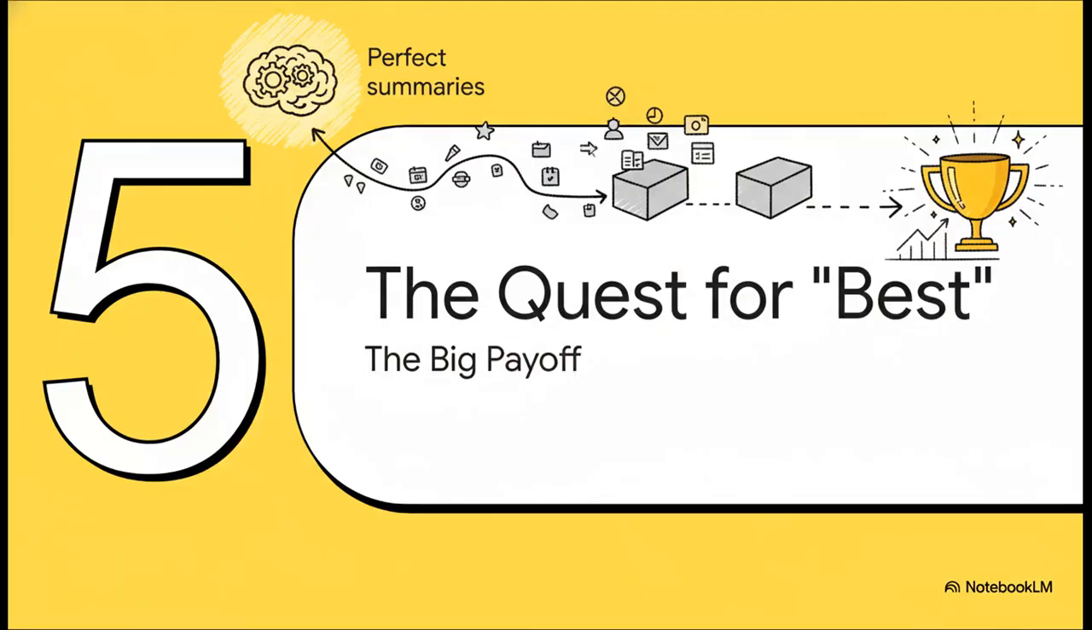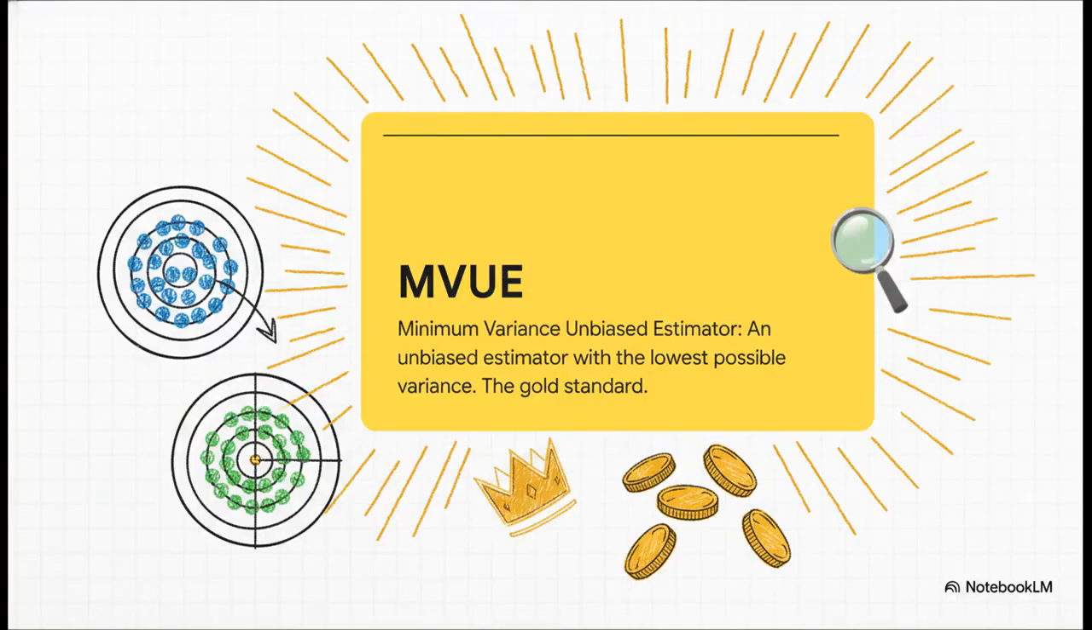So, okay, we can find these perfect summaries. But what's the big deal? Why do we care so much about this? Well, it's because sufficiency is the crucial first step in finding the best possible estimate you can make. This best estimate has a name. It's the MVUE, the minimum variance unbiased estimator.